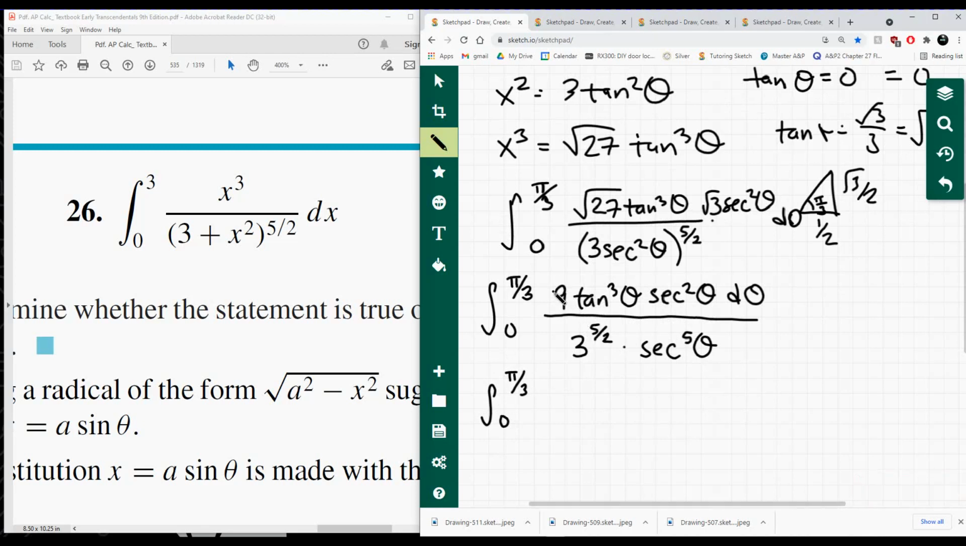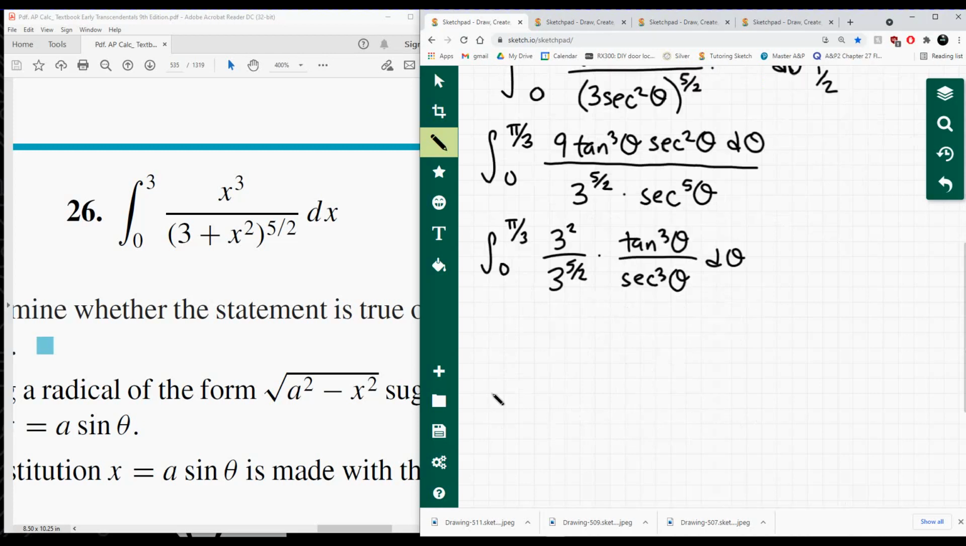If you want to reimagine this, we can imagine the 9 as 3 squared. The denominator is 3 to the 5 halves. That allows us to easily figure out the numerator divided by the denominator of the same base when the exponents are different. We're just going to be subtracting them. We have essentially tangent cubed in the numerator, and we have secant cubed in the denominator, d theta. Integral from 0 to pi over 3.